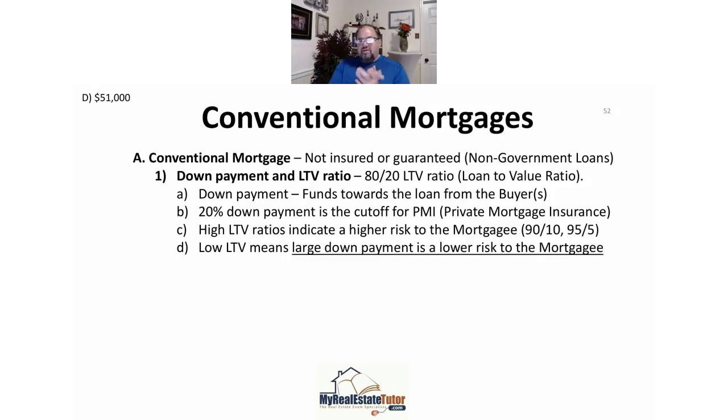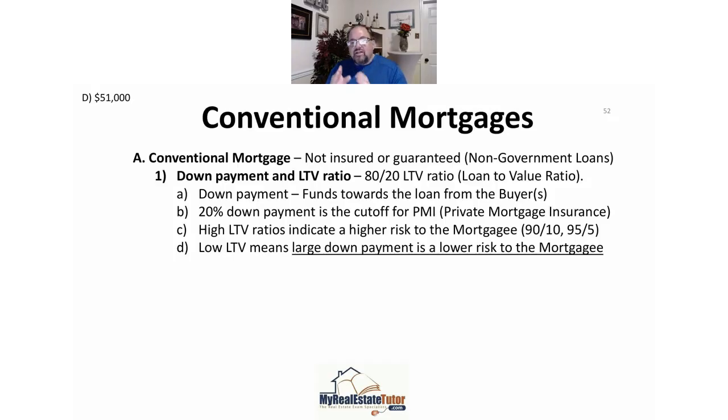That's the cutoff. Anything higher than that, like 90-10, 95-5, incorporates premium or private mortgage insurance. But 80-20 is a cutoff. Now, what's the down payment? Those are funds that go towards the loan from the buyer. So 20% is pretty much the cutoff for PMI.